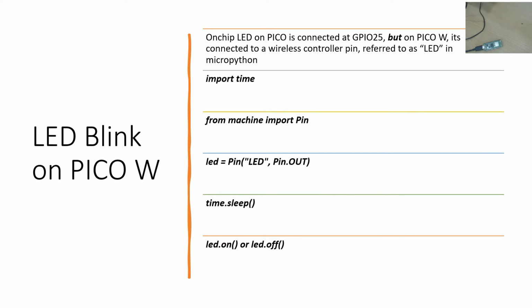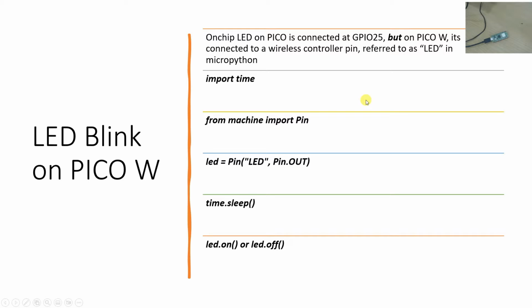Just some heads up. These are some of the important declarations we are going to use in this program to blink the LED using MicroPython. As said, the discussion about what all these different lines are will come in follow-up videos. I have also written the line here that on-chip LED on Pico is connected at GPIO 25, but on Pico W, it's connected to a wireless controller pin, referred to as simply LED in MicroPython.